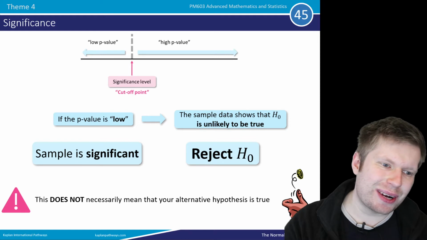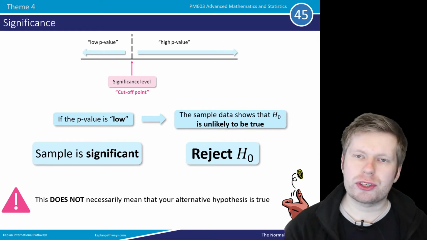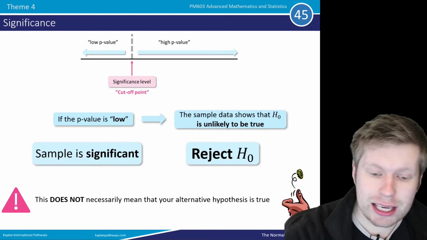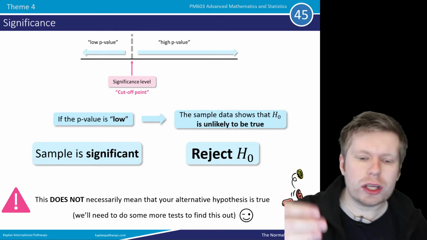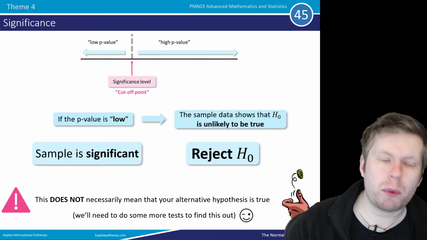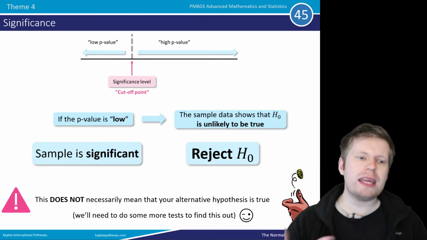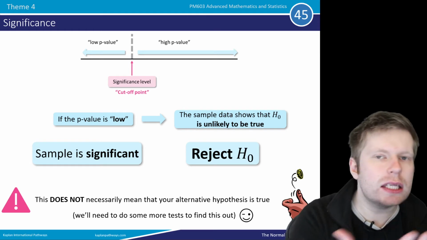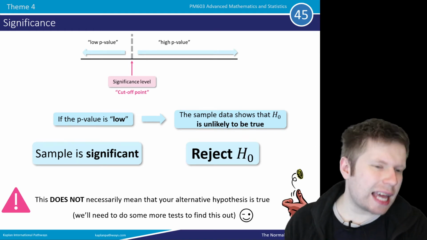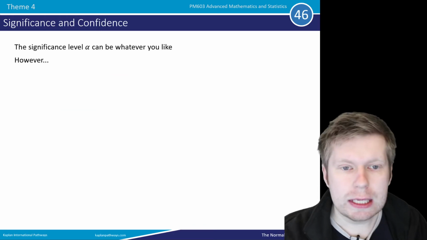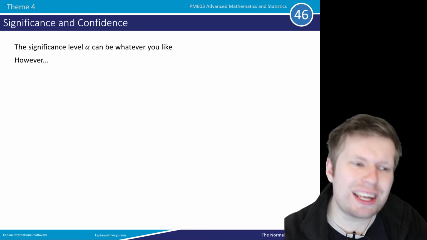But that does not necessarily mean that the alternative hypothesis is true. Now remember, the alternative hypothesis is that the coin is biased, okay? We're going to need to do some more tests in order to test whether the alternative hypothesis is true or not, okay? So this idea of testing, looking at p-values, is only testing the null hypothesis. It doesn't really tell you anything about the alternative hypothesis, okay? So that's really important.